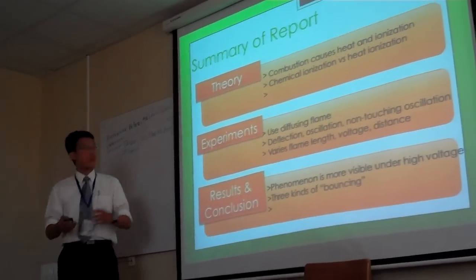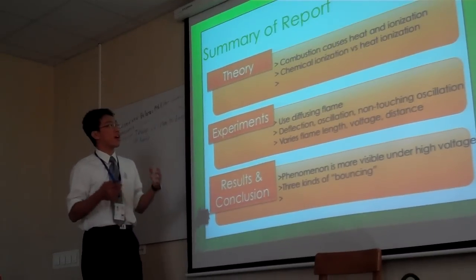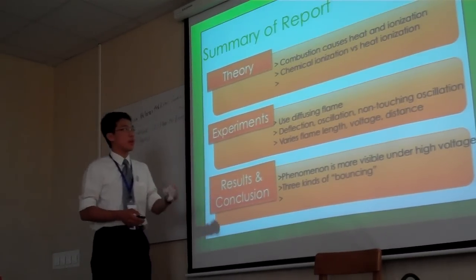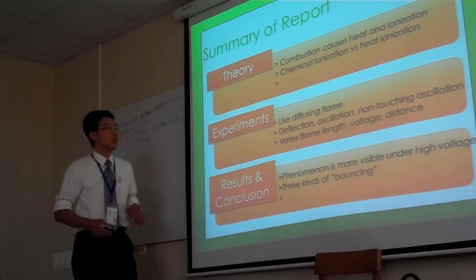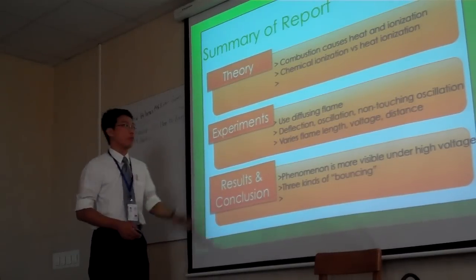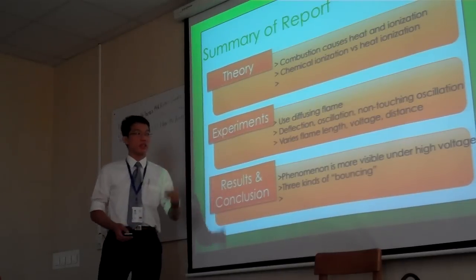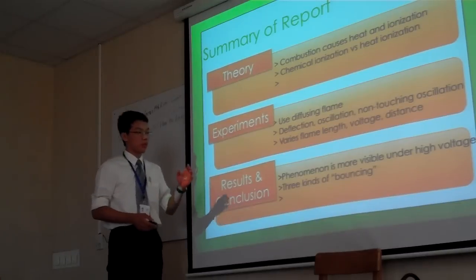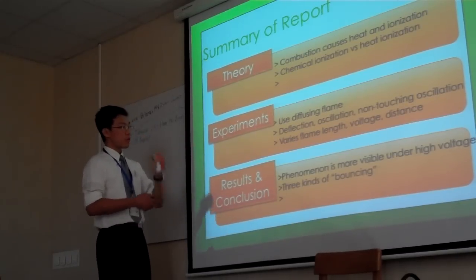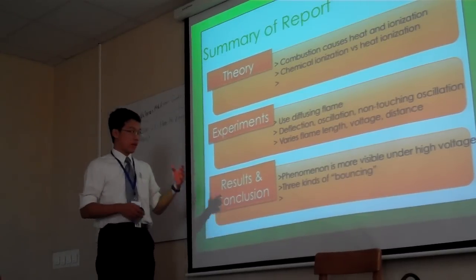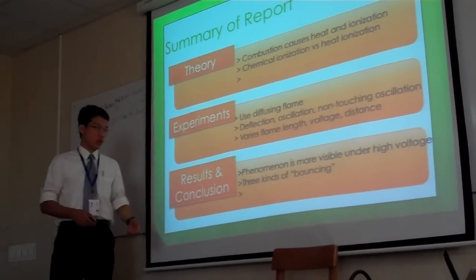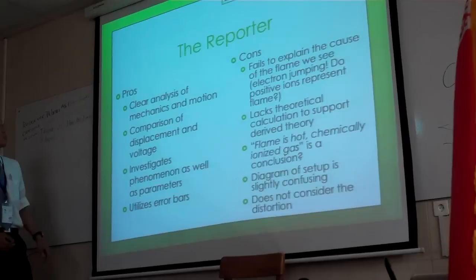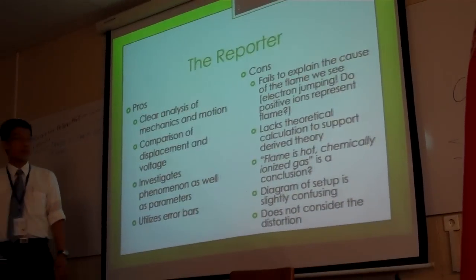First, in the theory, they proposed that combustion causes heat and ionization, which causes the flame that we see. And they discussed chemical ionization versus heat ionization, and decided that chemical ionization is the more important factor. Then in experiments, they chose to use the diffusion flame to conduct their experiments. They observed 3 phenomena: deflection, oscillation, and non-touching oscillation. And they changed the parameters of flame length, voltage, and distance. Now, here are some points about the reporter.